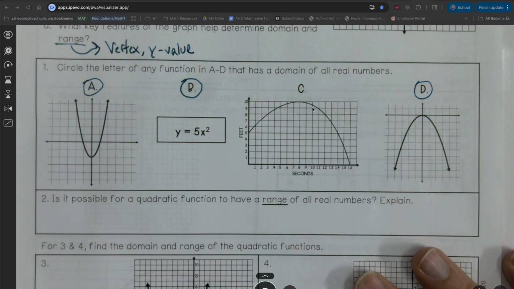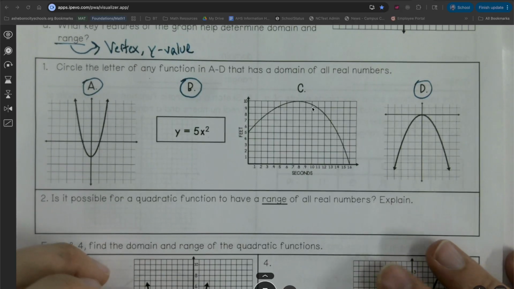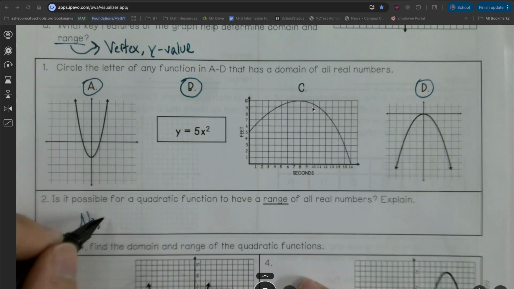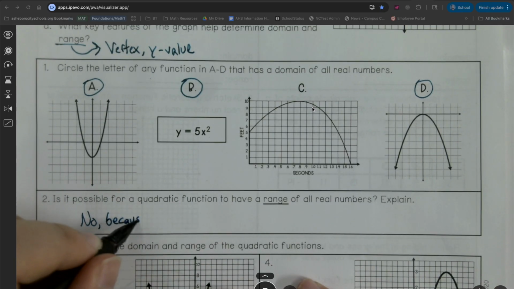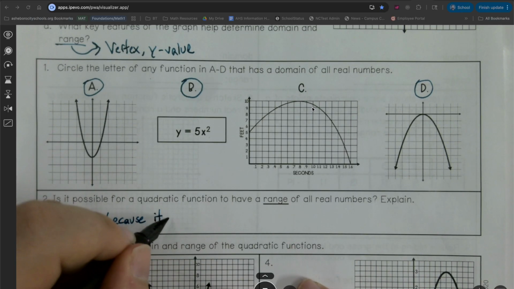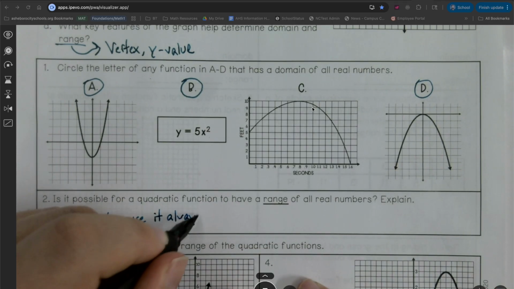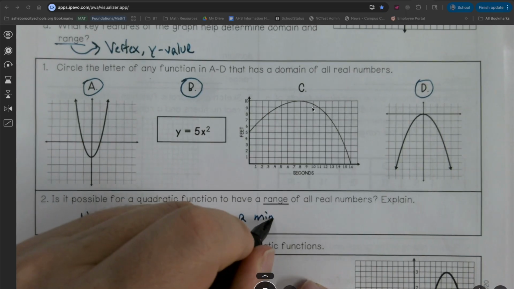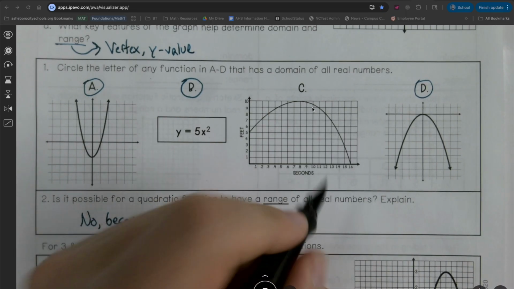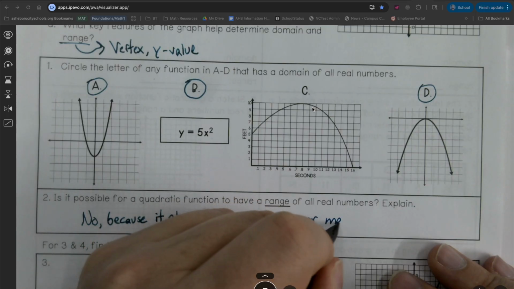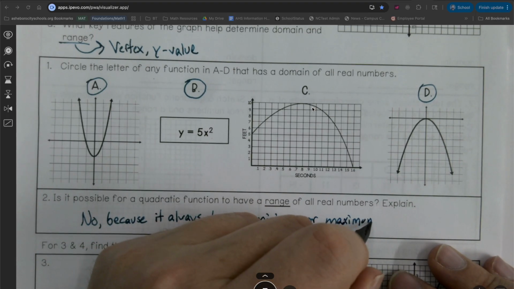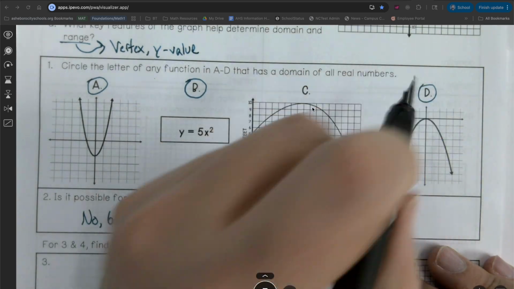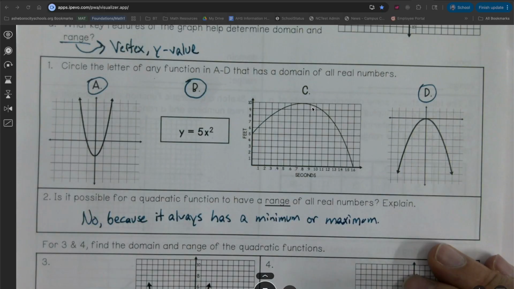but D would be. Now, is it possible for a quadratic to have a range of all real numbers? Well, that is no, right? Because it always has a minimum or maximum, meaning it has a lowest point it will go, or a highest point that it'll go, like this one here.